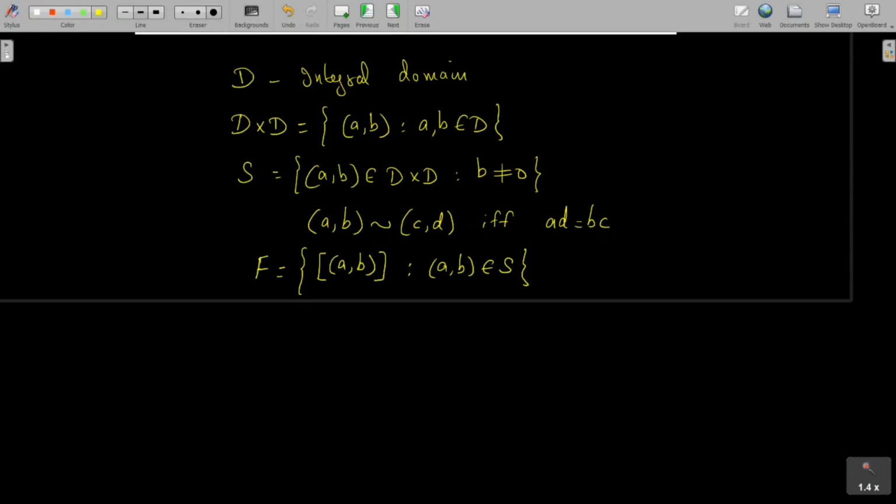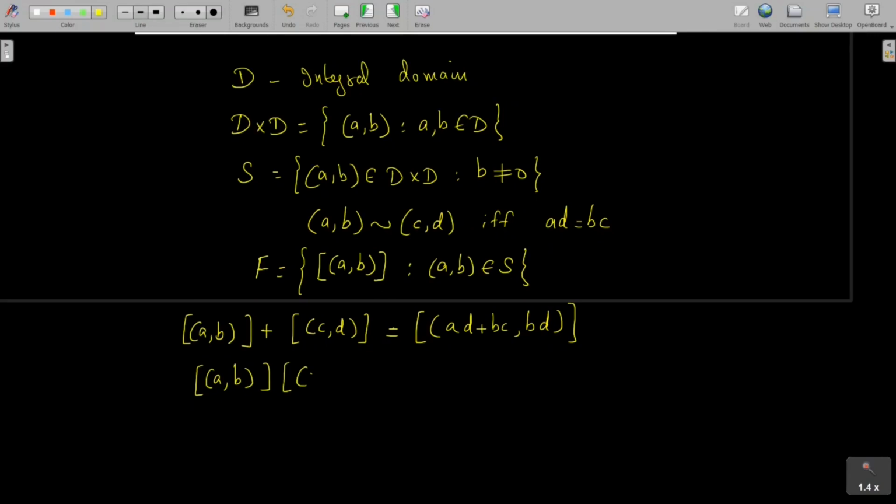Now we have to show that F is a field. For that we have to define 2 operations on F. So we defined the operation addition in this way. We take 2 elements, the equivalence class [a, b] and the equivalence class [c, d], and the addition is defined as [a, b] + [c, d] = [ad + bc, bd]. The reason for defining it in such a way was explained in the previous video. And we defined the multiplication in such a way that [a, b] times [c, d] equals [ac, bd]. And in the last video, we showed that these 2 operations, addition and multiplication, are well-defined.